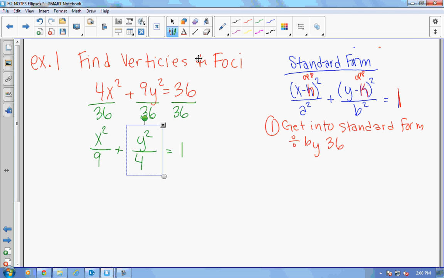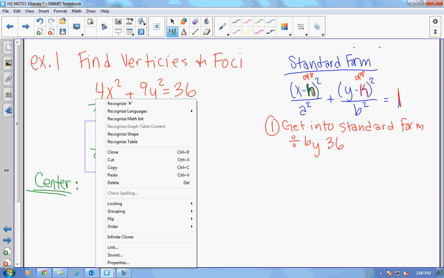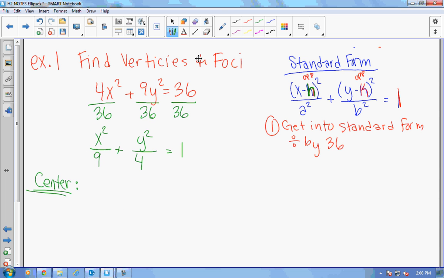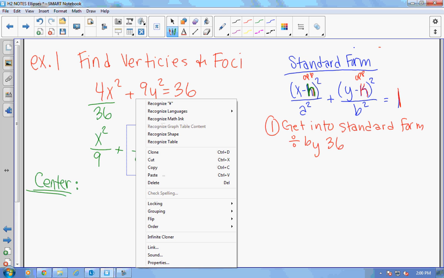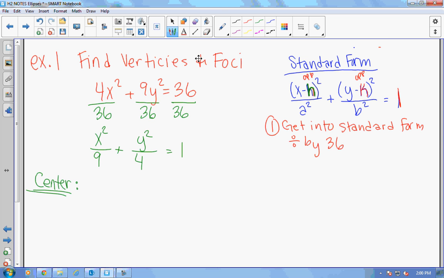Okay? So we need to find the vertices. Let's start with finding the center. If we knew the center, that would help us a little bit. Now the center, remember, comes from the h's and k's, the shiftings. So with this x, what number is being added or subtracted to it? Oops, 0. And we say opposite, which is still 0. What number is being added or subtracted to this y squared? 0. And opposite of that is 0. So the center of our ellipse is 0, 0.